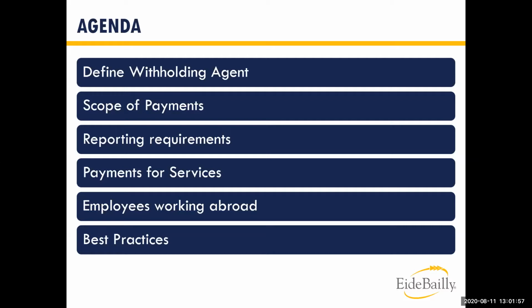So first, we're going to talk about a withholding agent. What is a withholding agent? The scope of payments subject to reporting and withholding, the reporting requirements. We'll talk a bit about payments for services because there are some unique items that may be of interest to you. Also, we'll talk a bit about employees working abroad, because oftentimes that happens in the scope of the work that you're doing. And then we'll finally wrap up with some best practices.